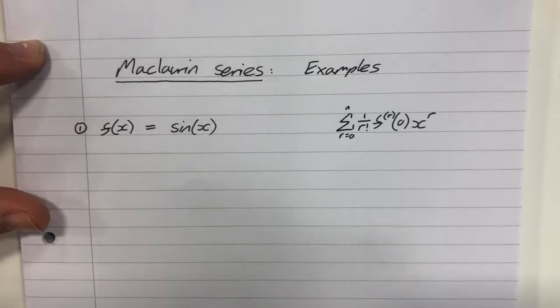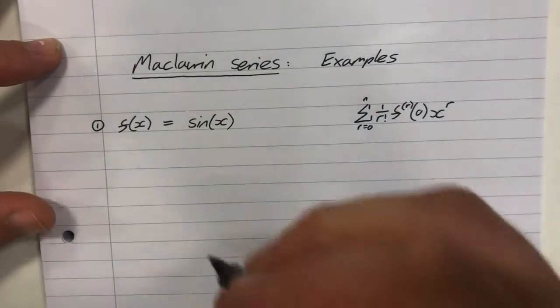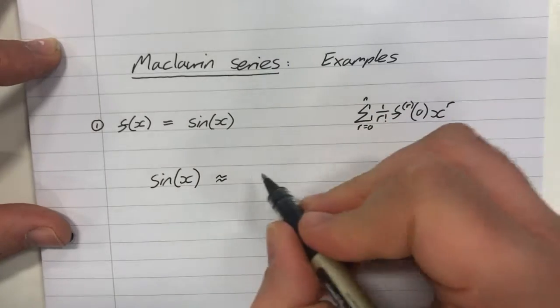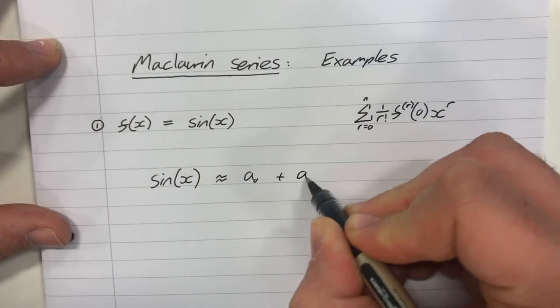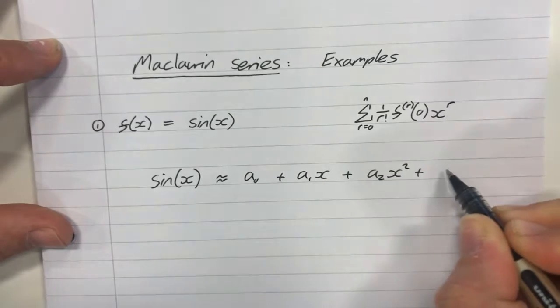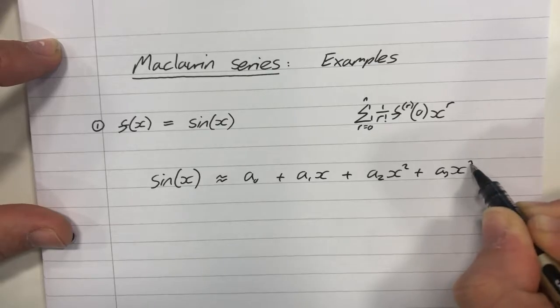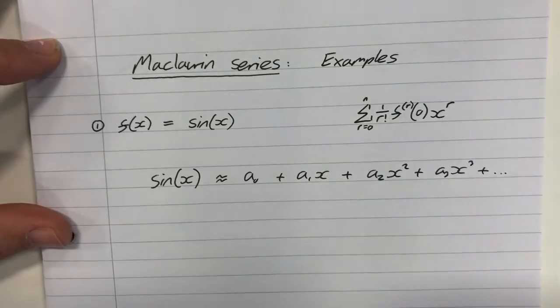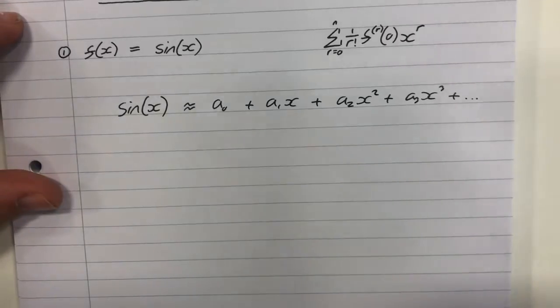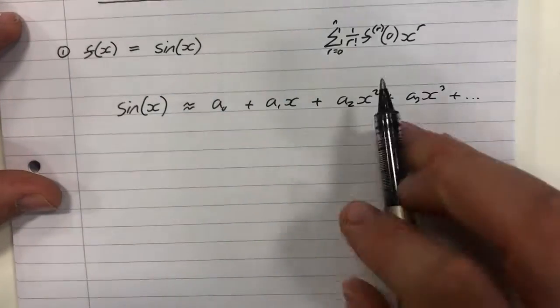So I've got f of x is sine of x as a first example, and I'm going to write this as a Maclaurin series. I'm going to say that sine of x is approximately equal to a constant plus another constant times x plus another constant times x squared plus another constant times x cubed, and so on. I'm going to find the values of these constants by using this definition here. So what we're going to need to do is find the derivatives of sine.